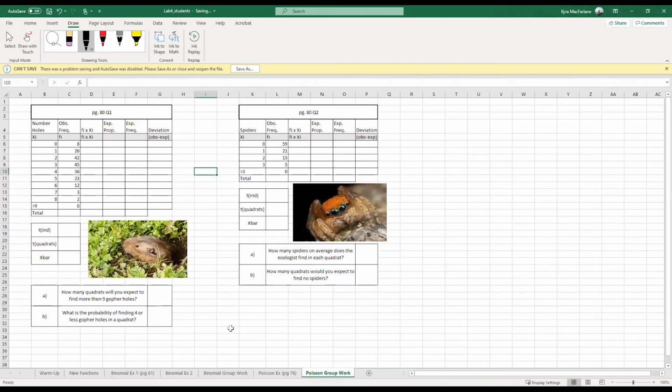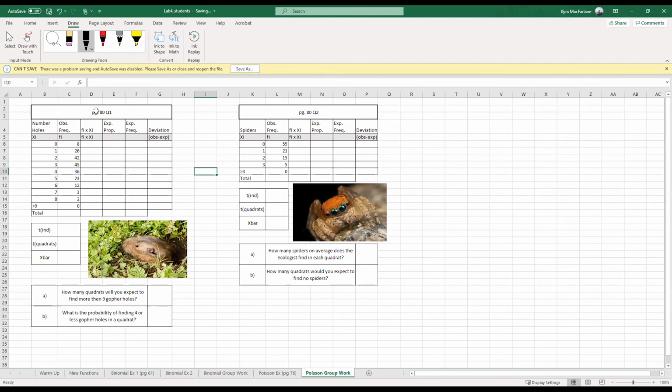Okay, here is where I recommend you pause the video and work through these two examples on your own. So, solving these problems on page 80.